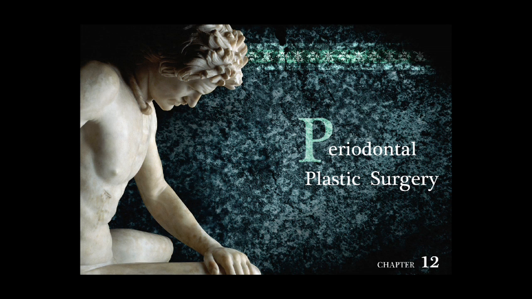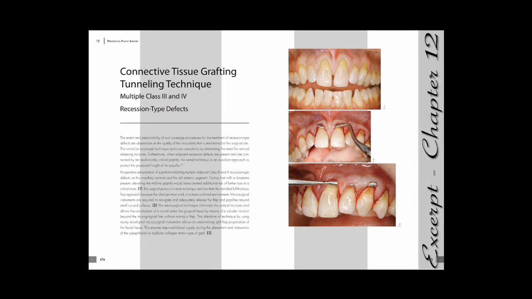Chapter 12, Periodontal Plastic Surgery. This chapter integrates surgical periodontal plastic surgery procedures with contemporary restorative therapy. It describes the clinical rationale, indications, and the various surgical methods for clinical crown lengthening, subepithelial connective tissue grafting for root coverage, and hard and soft tissue ridge augmentation.